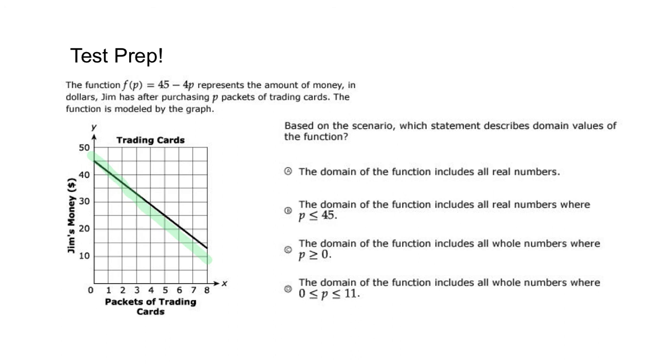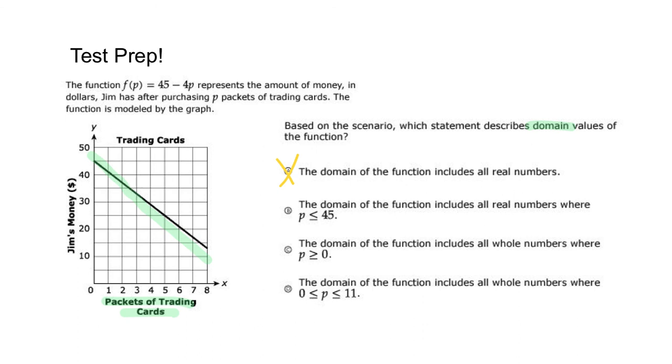And our questions ask us about the domain. So remember, domain is your x value. So in this, your x's represent your packs of trading cards. So when you think about your domain, think about what makes sense in terms of packs of trading cards you could buy. So A says the domain includes all real numbers. All real numbers includes everything positive and negative. And we know it's not possible for him to buy negative packs of trading cards. So A is out.